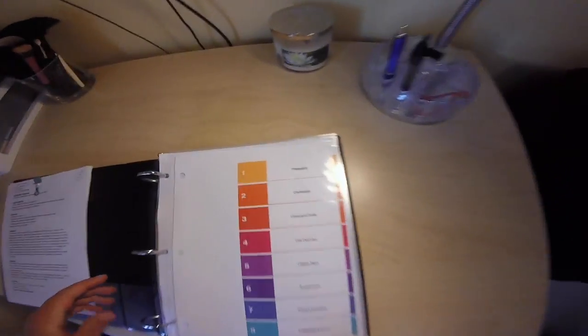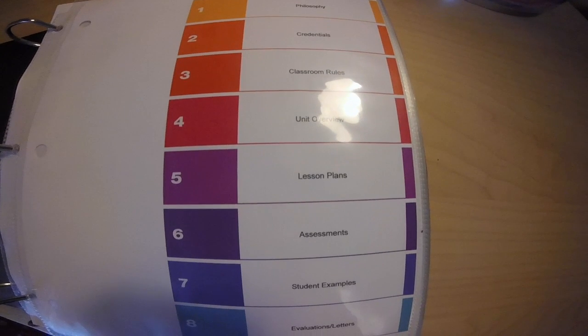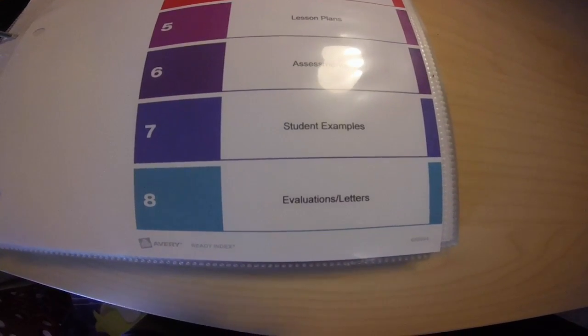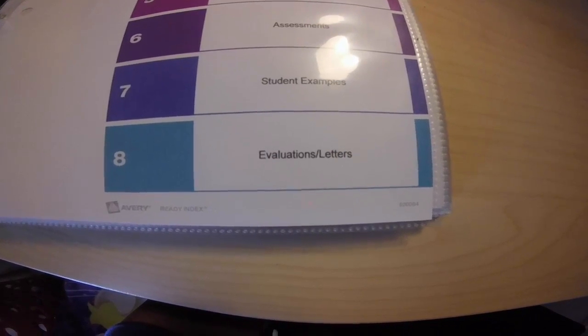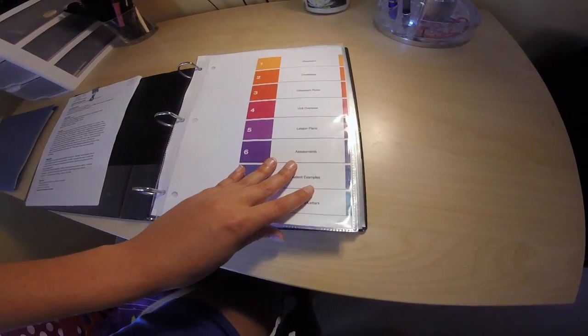In the very front I have a table of contents that shows the contents of my portfolio. So I have a teaching philosophy, credentials, classroom rules, unit overview, lesson plans, assessments, student examples, and some evaluations and letters that I received. Each of these indicates a tab with dividers in my portfolio. It's a way to keep organized, a way to show others that you're organized and know where all your things are.